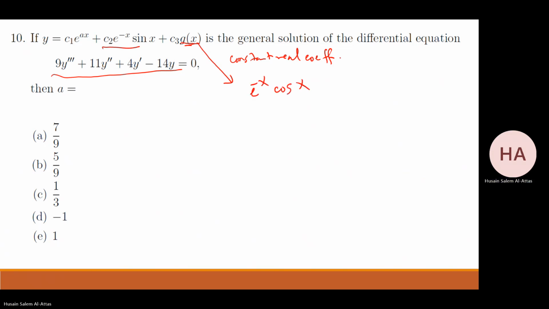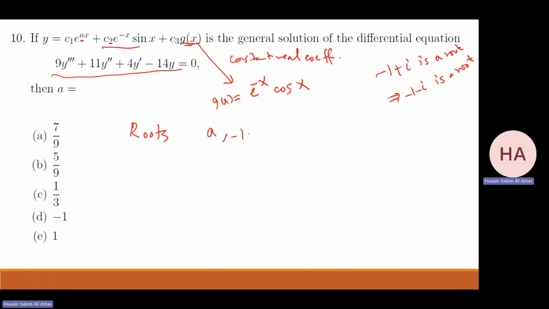Yeah, right away. Since if I have -1 plus i as a root, then -1 minus i is a root. So you have the one with the sine and the one with the cosine. So this will be g of x. So what are my roots? The roots are a from here and -1 plus or minus i.